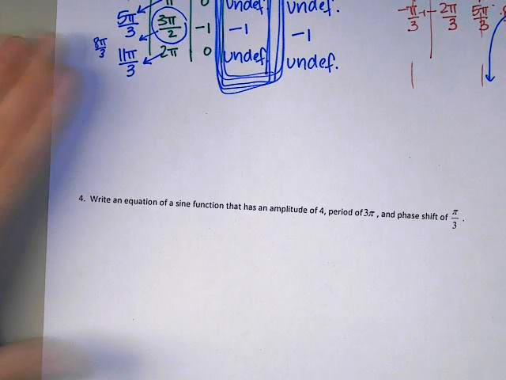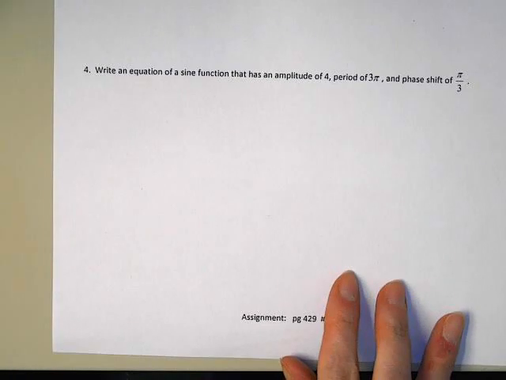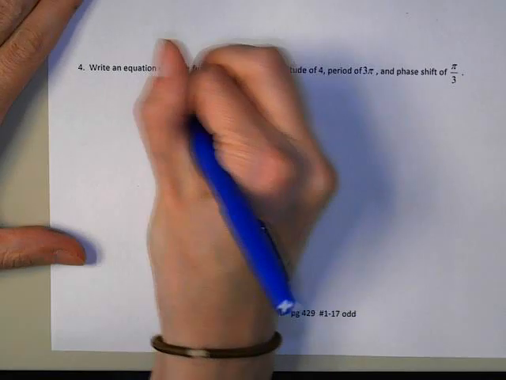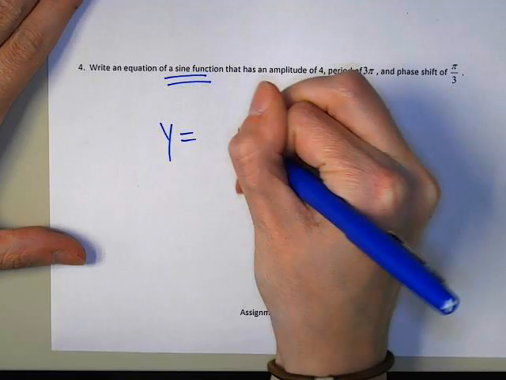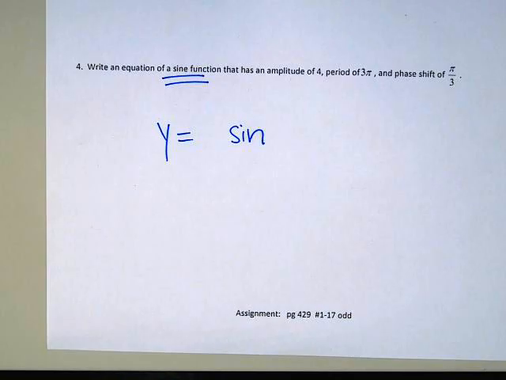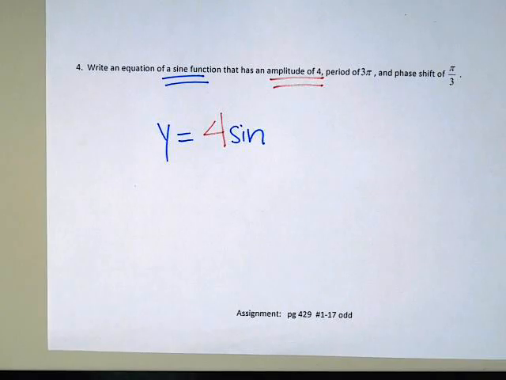All right, and then the last one is, can you guys work backwards? If they just give you all the important information, can you write the function? Okay, so this one says it's a sine graph. So we know it's going to be y equals sine. And I'm going to leave some space in case there's any amplitude changes. Oh, here we go. Amplitude of 4 means we know we're going to have a 4 out front.